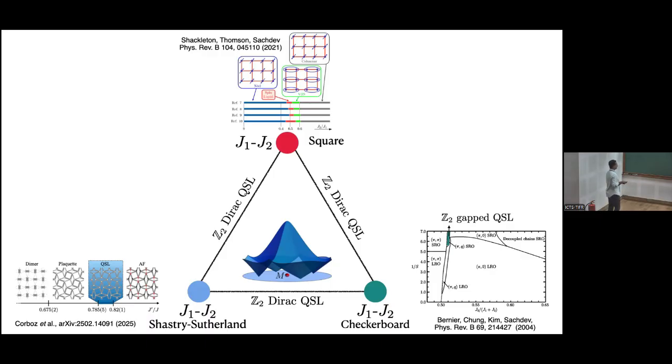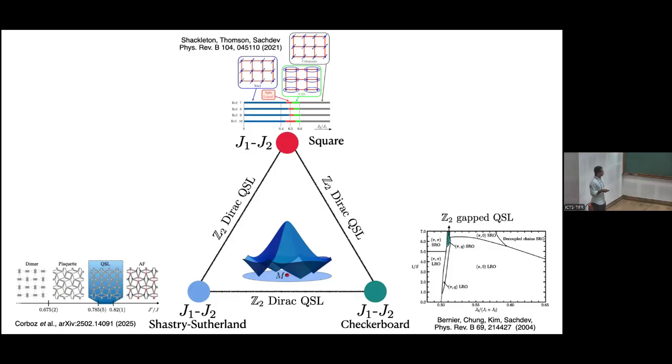A similar phase diagram has now come about on the Shastry-Sutherland lattice, where again you have a Néel antiferromagnet, which seems to melt and give way to a quantum spin liquid before entering into a plaquette and then this exact dimer product state.